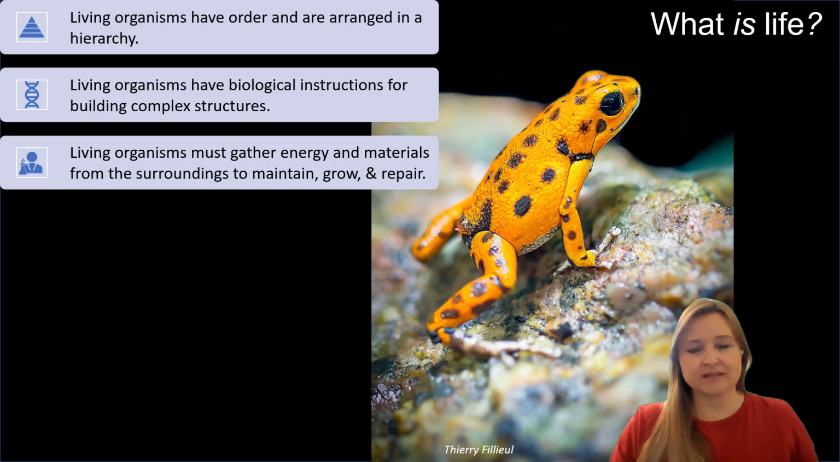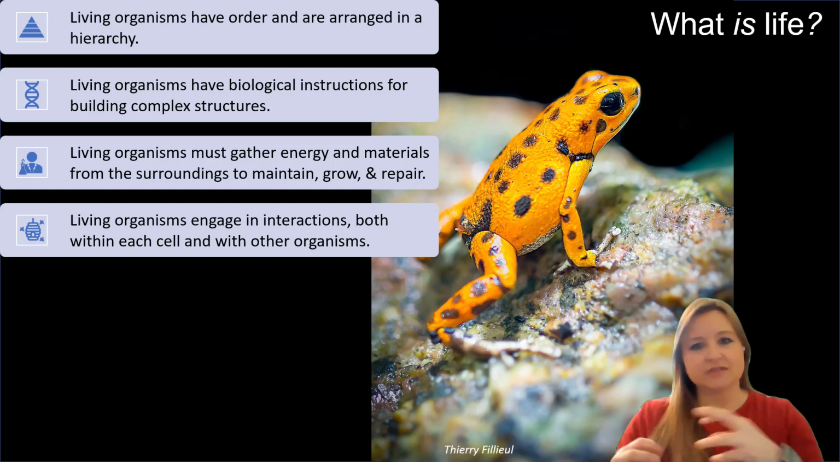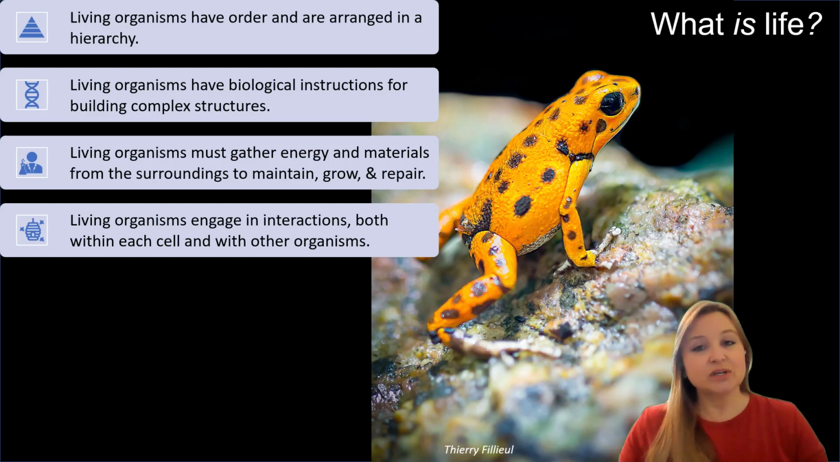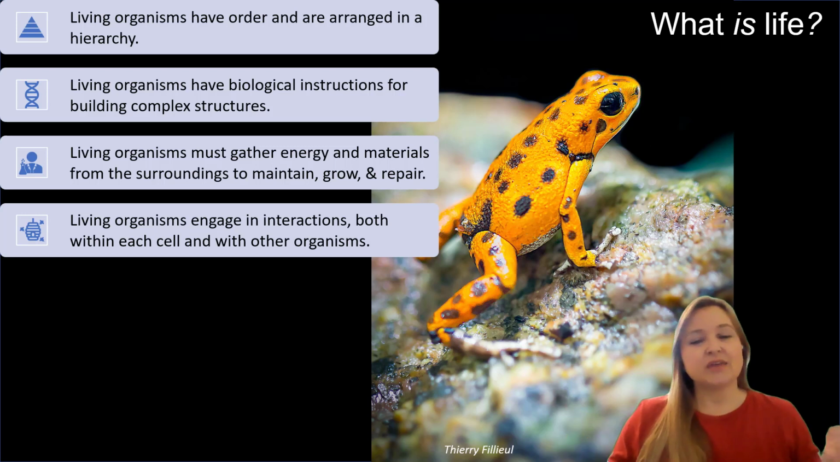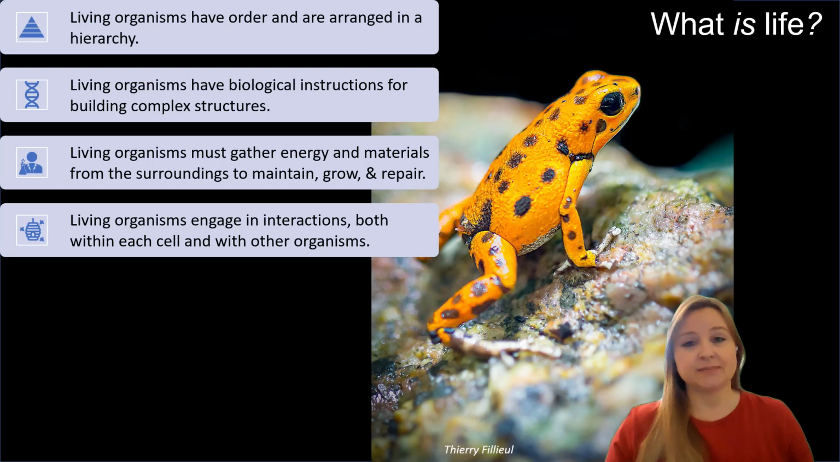Now, the fourth characteristic of living things, there are 7, so we're halfway through. The fourth is that living organisms engage in interactions, both within each cell and with other organisms. So within each cell, there are different proteins and molecules interacting with each other so that the cell can actually carry on and maintain itself, repair itself. But also we know that living organisms are part of food webs. So they interact with other organisms as well. As I mentioned, this frog interacts with flies because it will snap out its tongue and grab a fly and then eat it and digest it for energy. So living organisms engage in interactions, and that's within each cell of the living organism, but also organism to organism.